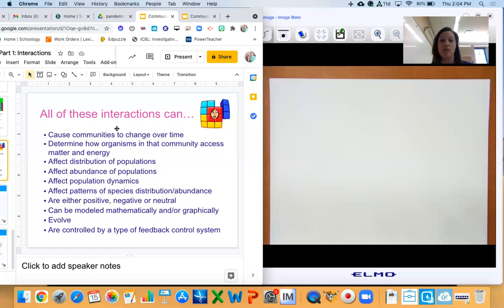We'll talk about that more in just a minute, but interactions can cause communities to change. So we always know that ecosystems are going to change. The environment is always going to change. And so communities that can change with that are going to be communities that are more stable, are going to be around longer. And so these interactions allow for some of that change, which makes these communities more stable.